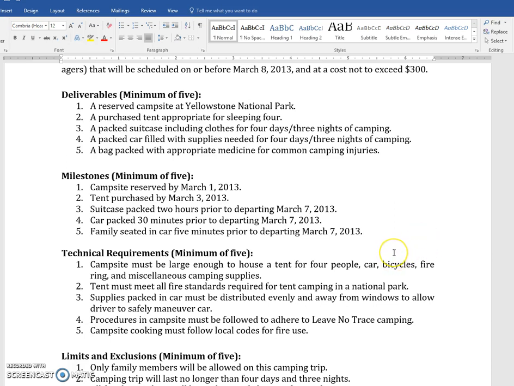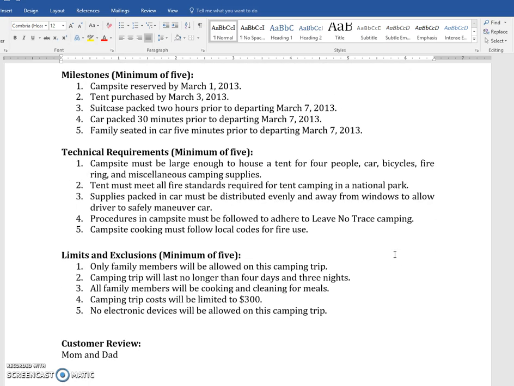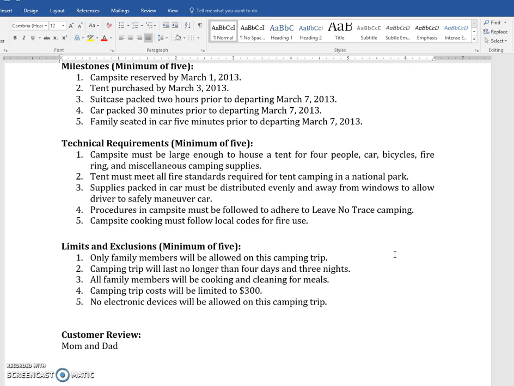So taking a look at this, where I'm getting to the end of my time, I've been talking too much, but milestones, there's some milestones here that you can kind of take a look at. Technical requirements: campsite must be large enough to house a tent for 4 people. Bicycles, car fueling and such, and then there's the limits and exclusions.